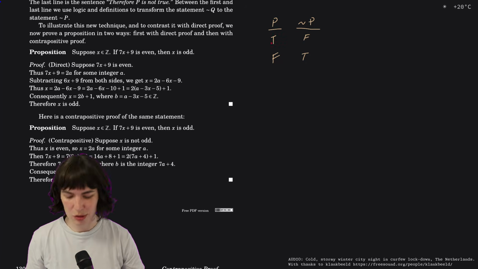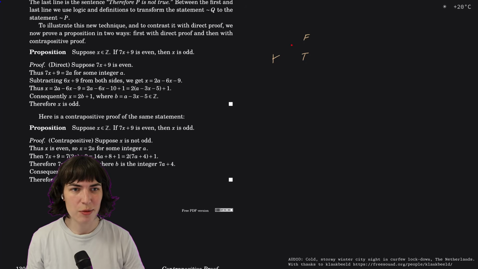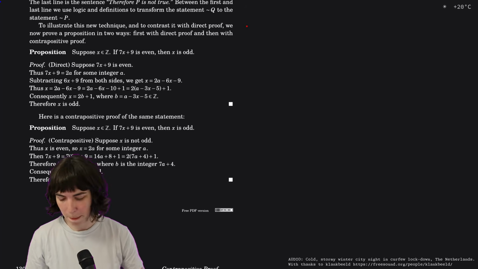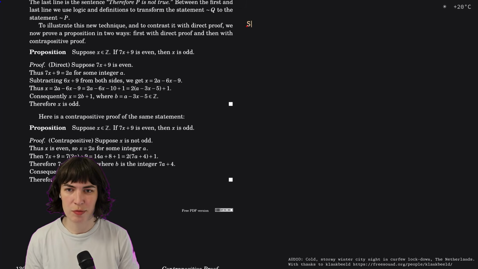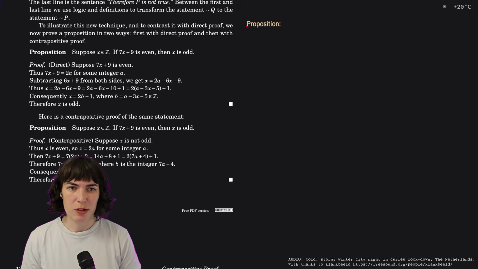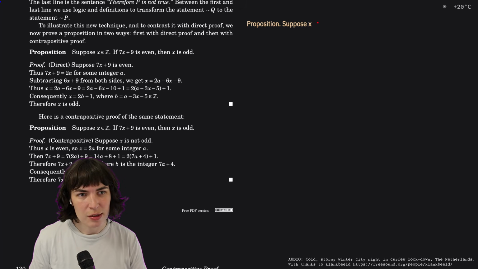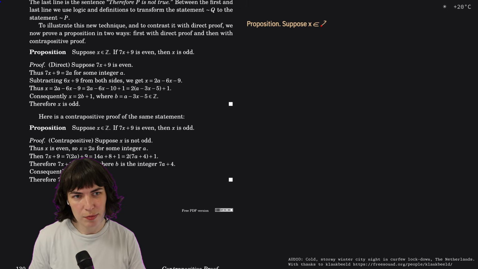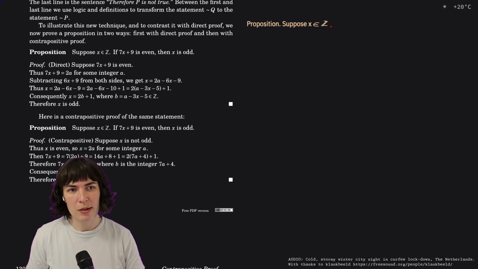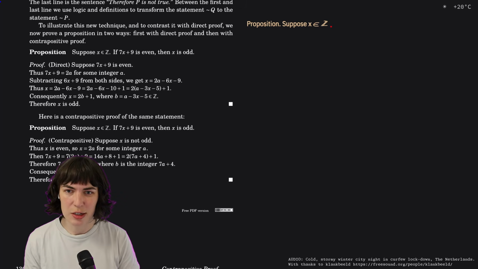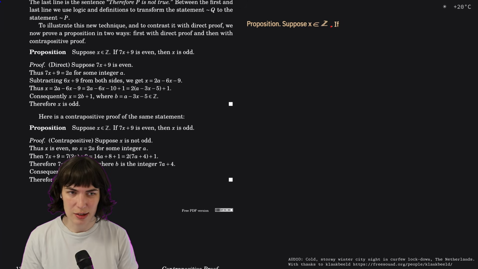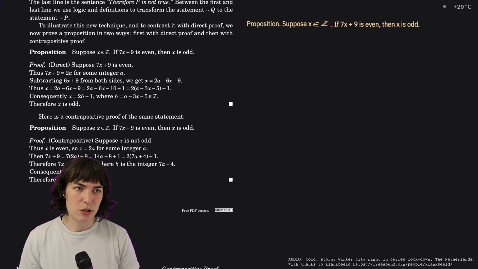Okay, let me try this out. Let me just run through this, see if I can make any headway of this. So, what's our proposition? Proposition. Suppose x is an element of the integers. If 7x plus 9 is even, then x is odd.